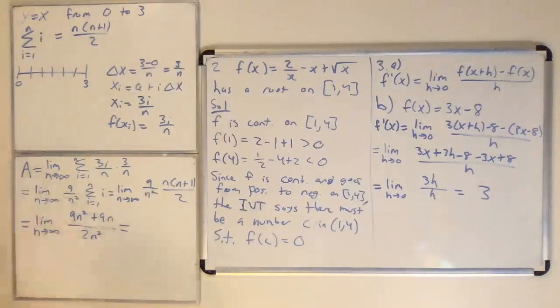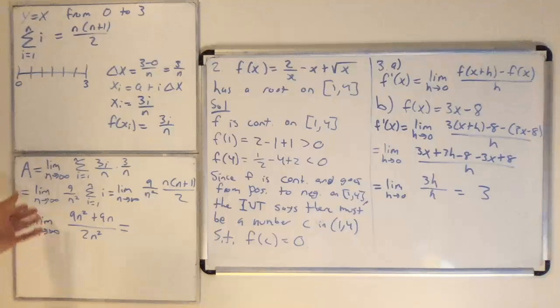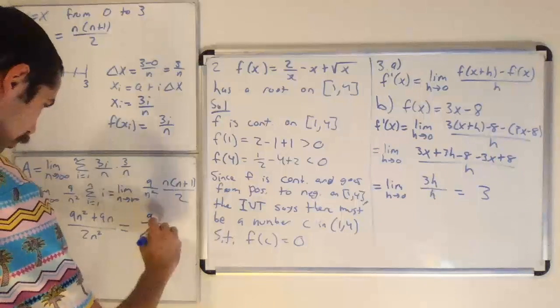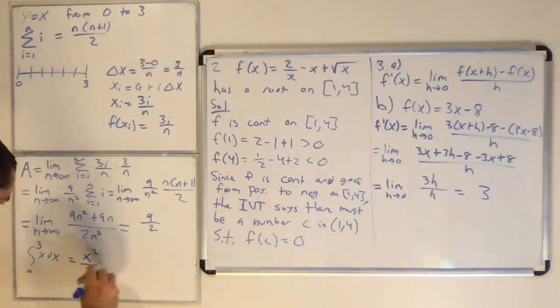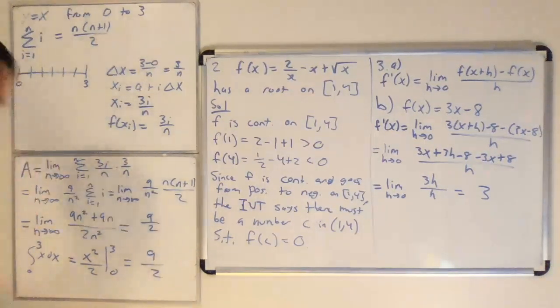And this is a rational function in n with the same power in the numerator as the power in the denominator. So the way we evaluate this limit is we could just divide leading coefficients, and we get 9/2. And the way you could check your answer is you could evaluate the integral of x dx, right? That's the area under the curve from 0 to 3, sorry. Our interval is from 0 to 3. And that's x squared over 2, evaluated at 0 and 3, which is 9/2. So we did it right.